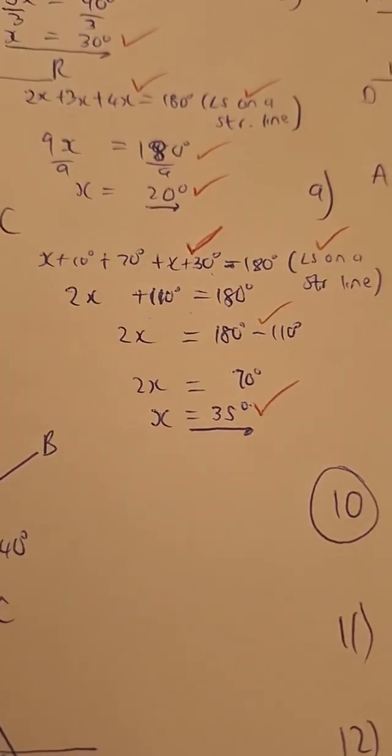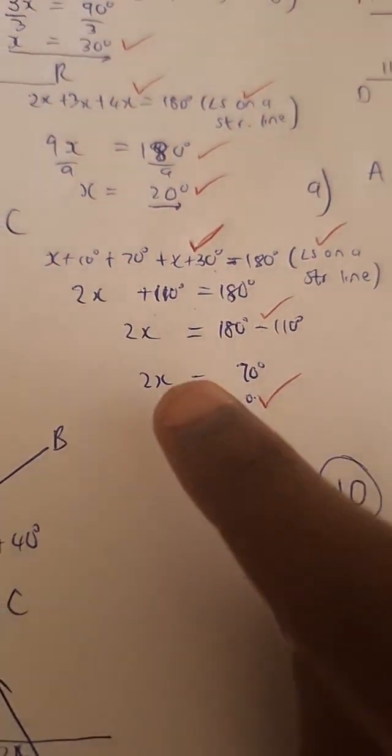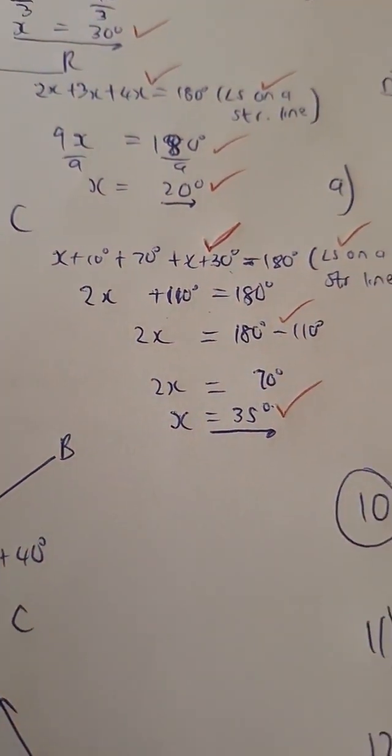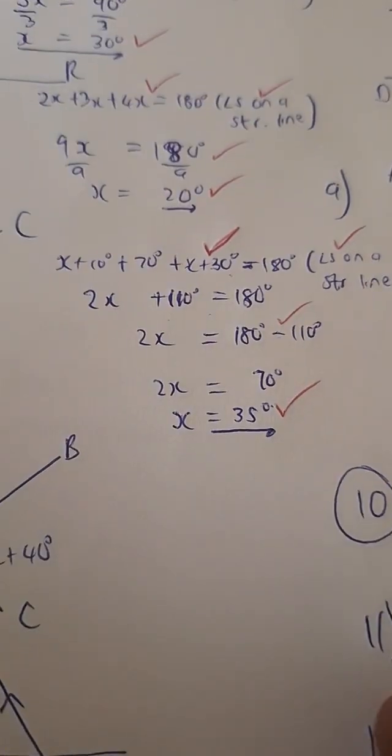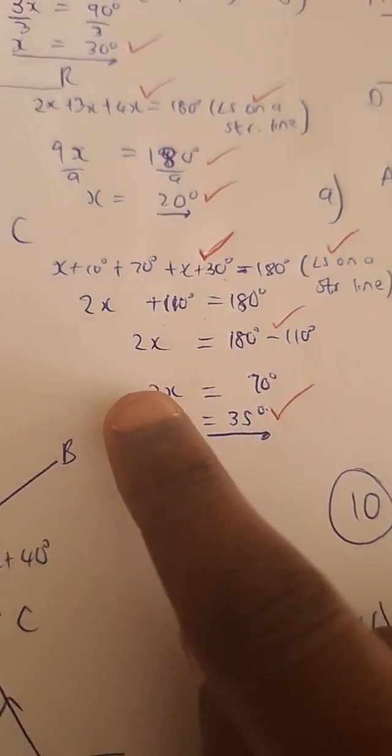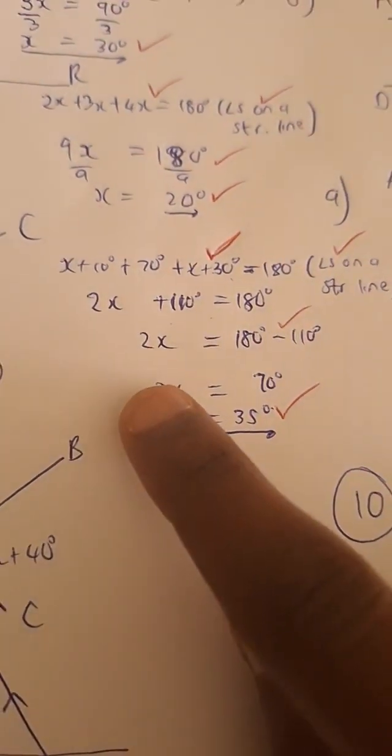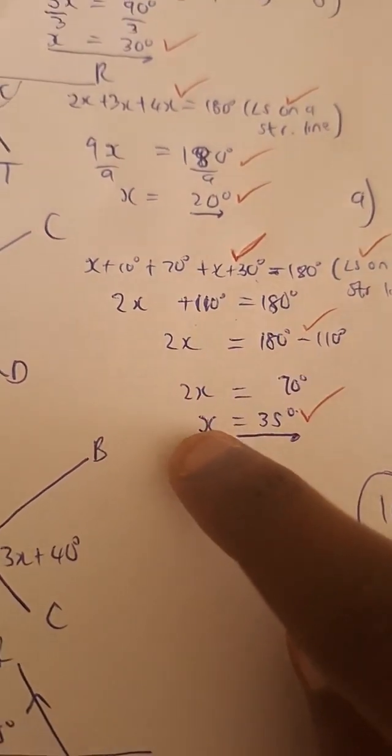Okay, yes, Tebucho, we do, but you see the thing is I just decided to do it mentally. All right, yeah, we divide by 2, definitely. That's what I did. If you divide 2x by 2, you get x.